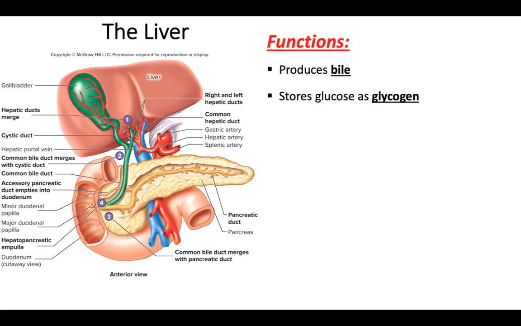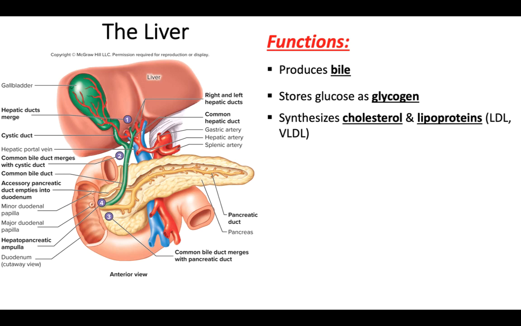That's too much for that moment in time. We can store it as glycogen. And again, that's the main function of insulin, to tell that liver, hey, we've got too much blood sugar, let's store it as glycogen. It's also going to produce some lipids.